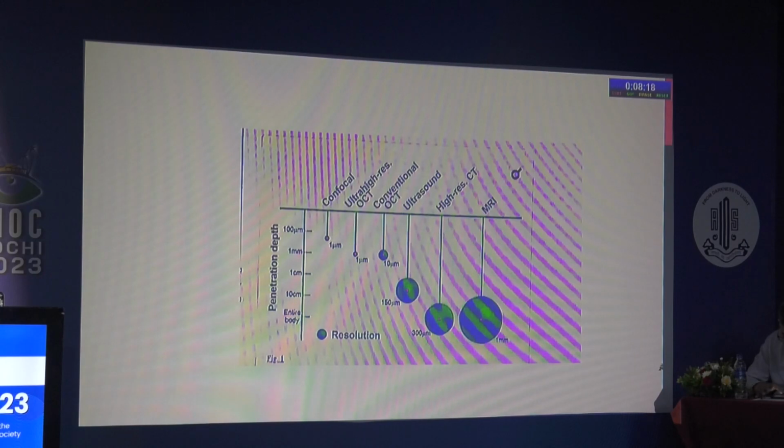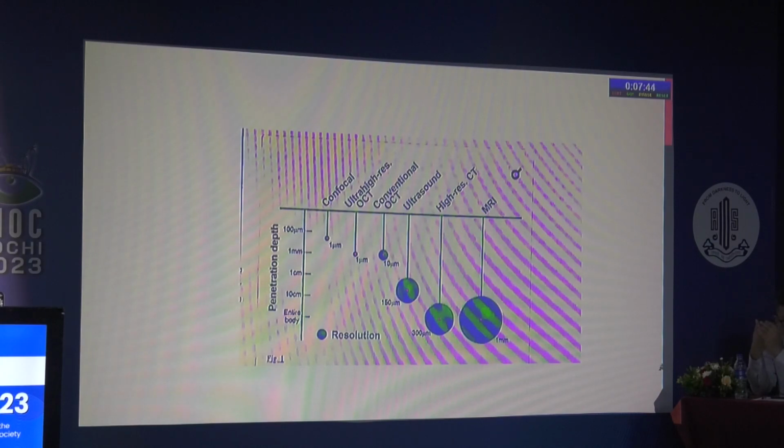This is just to give you a brief history of what imaging we have and what the resolution is. The confocal is of course the most resolving gadget we have, 1 micron. The ultra high resolution OCT is coming, which is possibly right now more in the investigative domain than in clinical practice. Then we have OCT at around 10 microns. OCTA of course has totally changed this whole spectrum. Ultrasound we are all aware of, and high resolution ultrasound is 300 microns and MRI 1 millimeter.